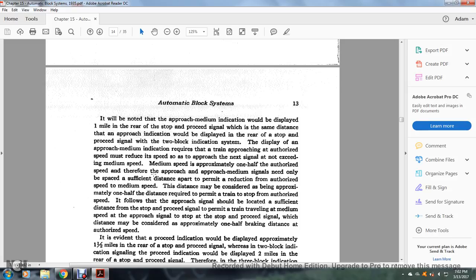It will be noted that the approach medium indication would be displayed 1 mile at the rear of the stop. The proceed indication, the proceed signal, with a 2-block indication system is displayed at the same distance, but the approach indication would be displayed in the rear of the stop.